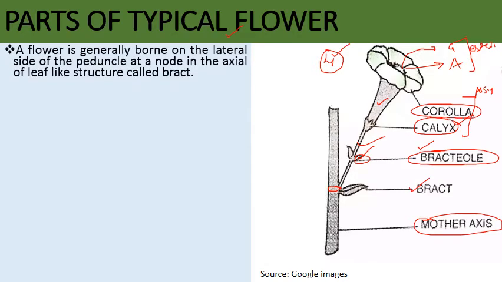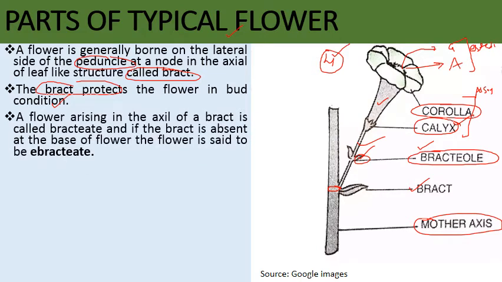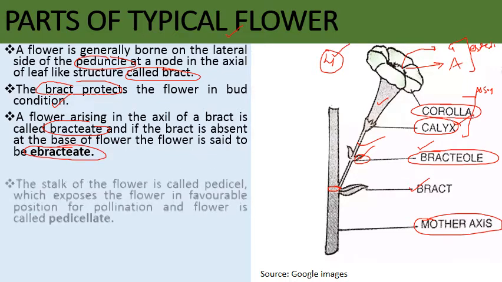So a flower is generally borne on the lateral side of the peduncle at a node in the axil of a leaf-like structure known as bract. So bract ke axil mein grow karta hai flower on this pedicel on the lateral side. This bract's role is to protect the flower in bud condition. And a flower arising in the axil of bract is called bracteate. And if the bract is absent at the base of the flower, then that flower is said to be ebracteate.